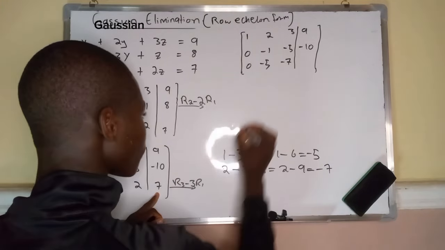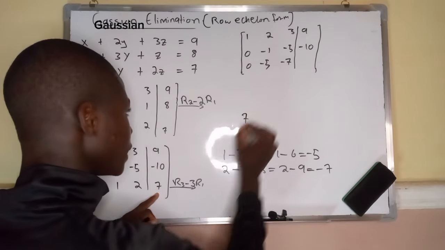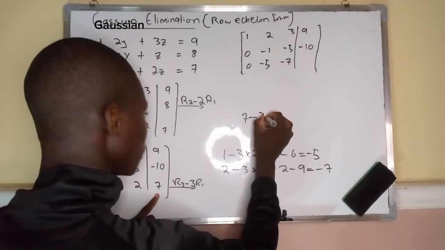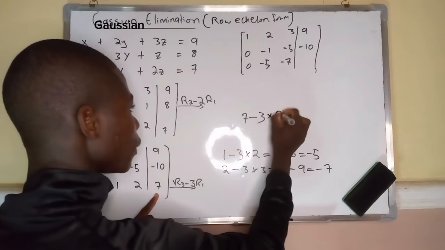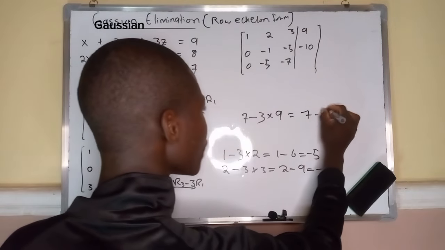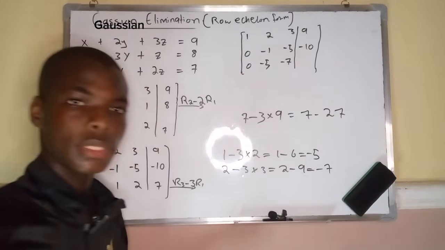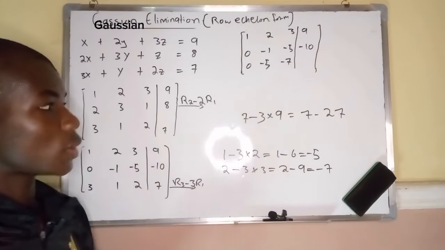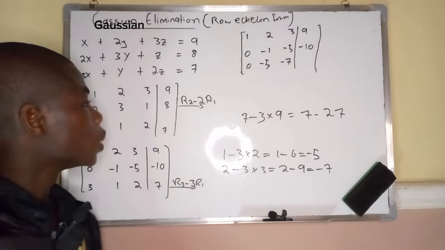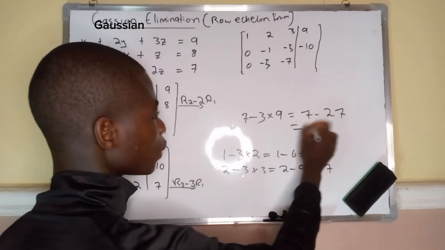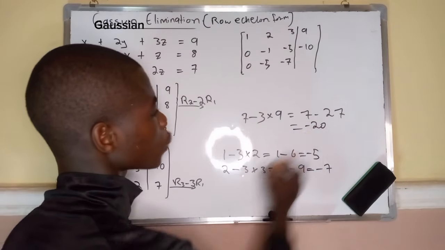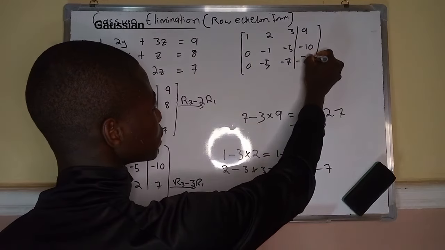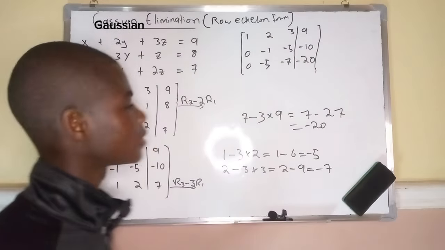And then 7, which is row 3, minus 3, which is row 1, multiplied by 9, which is equal to 7 minus 27. 9 times 3, it is 27. So therefore I'm having minus 20. So therefore it will become minus 20.